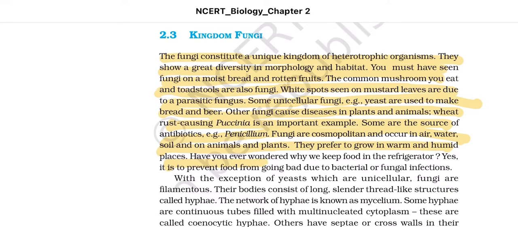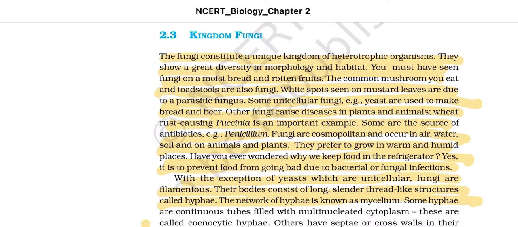Have you ever wondered why we keep food in the refrigerator? Yes, it is to prevent food from going bad due to bacterial or fungal infections. With the exception of yeast, which are unicellular, fungi are filamentous. Their bodies consist of long, slender thread-like structures called hyphae. The network of hyphae is known as mycelium.